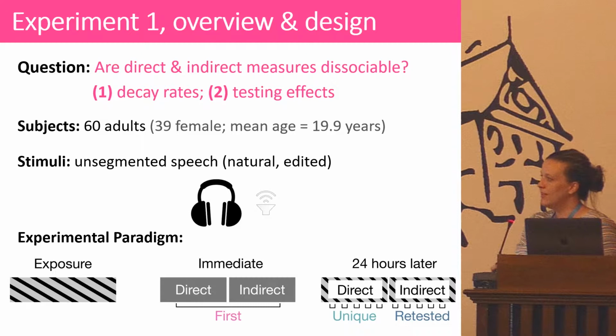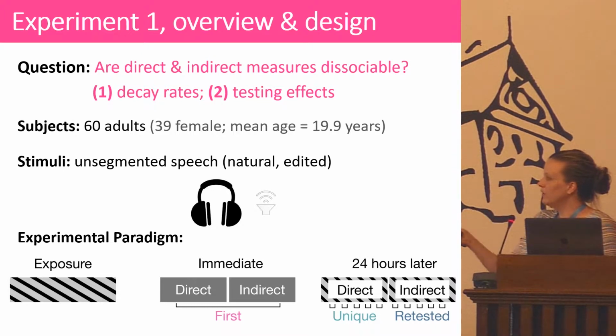After they were done, they completed an immediate test. And the immediate test was broken into 2 components. So there was this direct test, followed by an indirect test. The direct test I'm going to talk about in a little bit more detail in a second. And the indirect test was this reaction time-based measure.